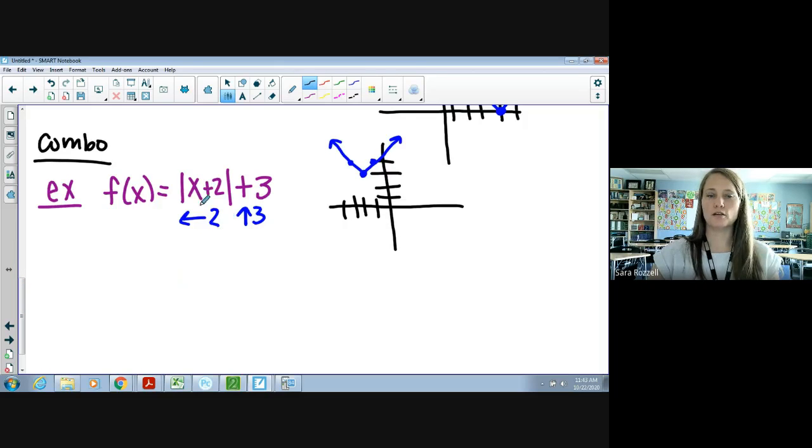The first one right here. So we went left 2 because it was a plus. Inside is left or right, and a plus means go to the left. It's like backwards from what you think, so you have to think, oh, got to switch it. Got to switch it when you go left and right. So I went left 2, up 3, and put my point.